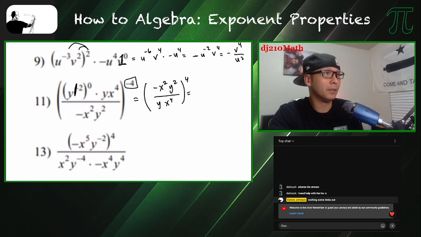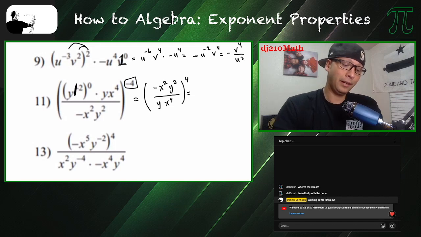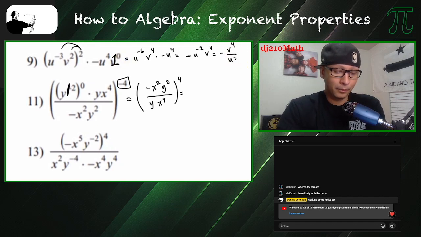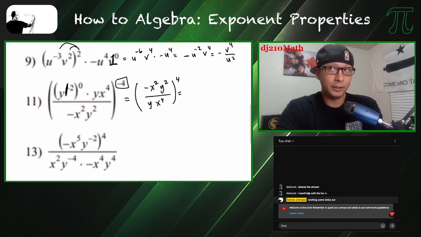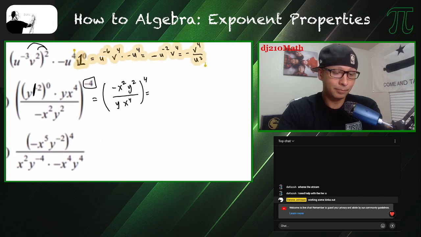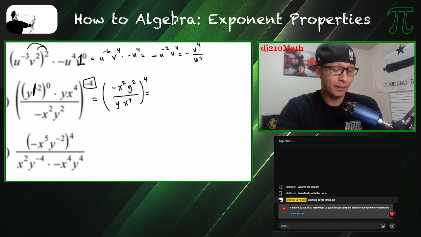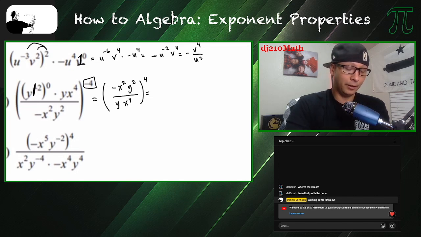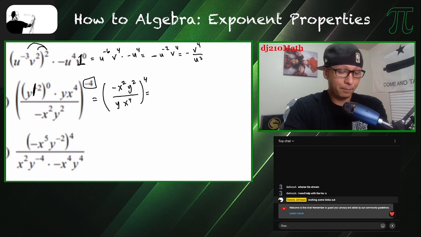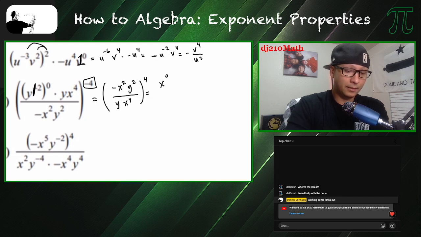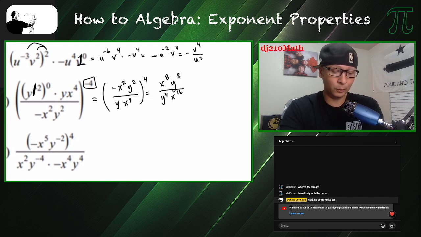Now I can apply the 4 to everything in the numerator and everything in the denominator. There's a negative here, so really that's negative 1 to the 4th power. 4 is odd. No, 4 is even, so it's going to be a positive number. The negative is going to go away essentially. So we're going to get x, 2 times 4 is 8; y, 2 times 4 is 8; over y to the 4th; x to the 16th, because 4 times 4 is 16.